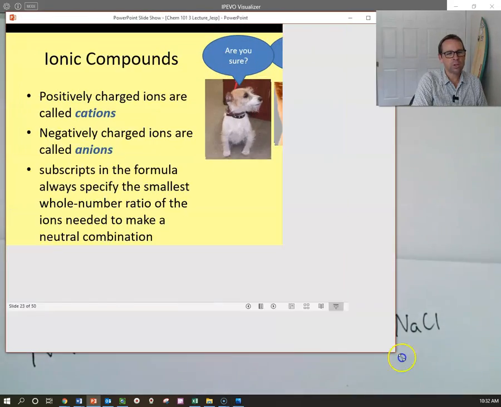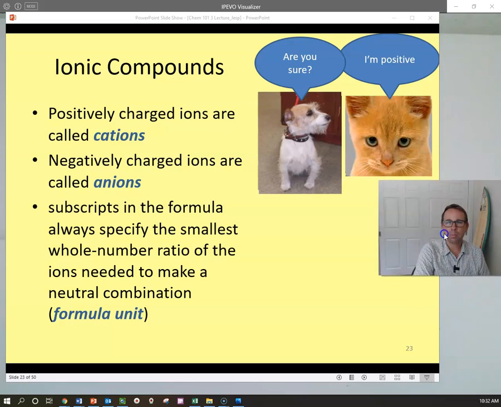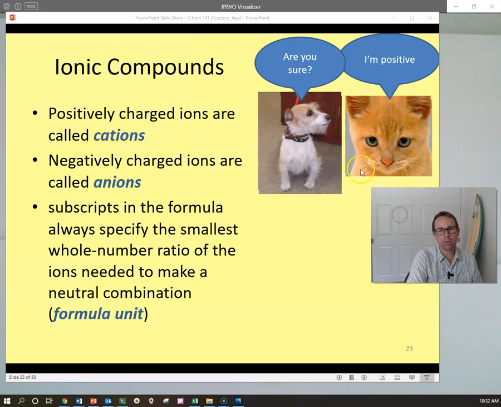Now, we also want to be able to identify ions as either positively charged or negatively charged by their appropriate name. So positively charged ions we call cations. And that might make you think of a little cat ion. Negatively charged ions are called anions. Too bad they're not called dog ions. It'd be easy to remember. But they're called anions.